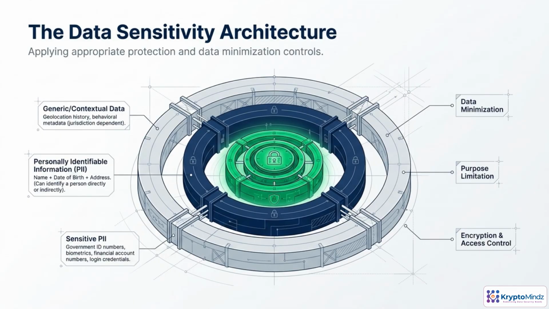You also can't treat all identity data as equally sensitive. Picture three broad bands. Generic or contextual data, like geolocation history or behavioral metadata, is still regulated, but usually lower risk. Standard PII combines attributes such as name, date of birth, and address, which can identify a person on their own. Sensitive PII is the crown jewels: government IDs, biometrics, account numbers, credentials. Your architecture should apply progressively stricter minimization, purpose limitation, encryption, and access control as sensitivity increases.